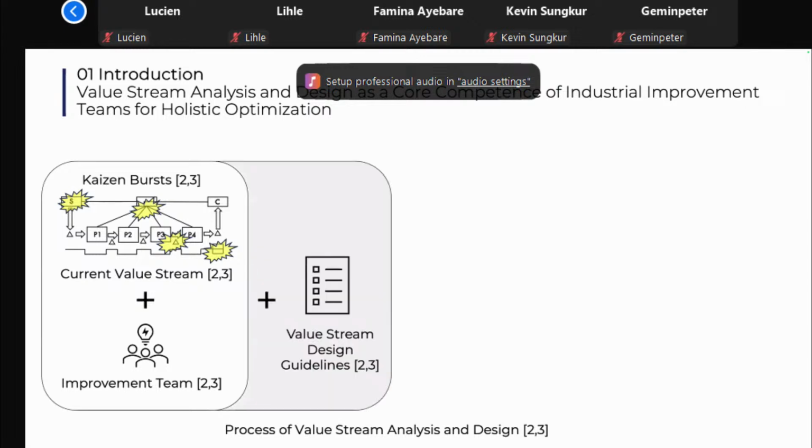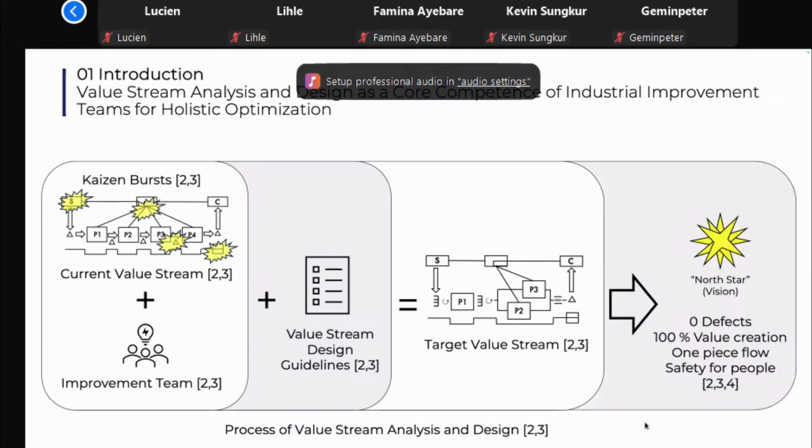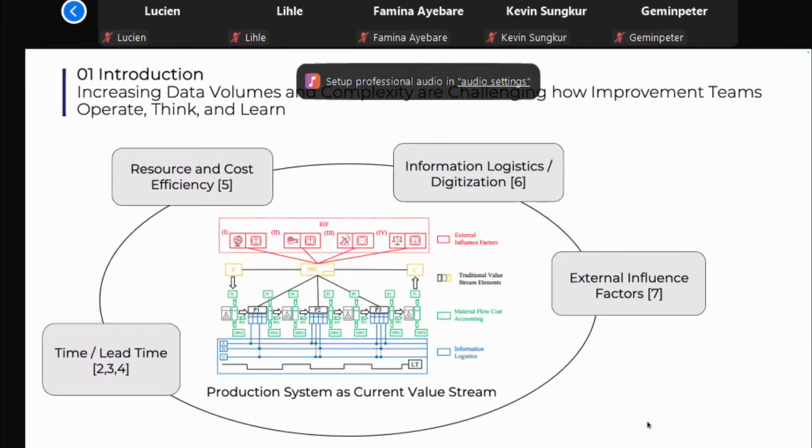Then these Kaizen bursts, or these obstacles, are addressed using value stream design guidelines, which are specific guidelines from research to optimize these production systems value stream pictures. And you are ending with a target value stream, which is some kind of an optimal picture of your production system which you want to implement. And thereby you are aiming for the North Star concept from the Toyota production systems, which consists of 0 defects, 100% value creation, one-piece flow, and of course, safety for the people.